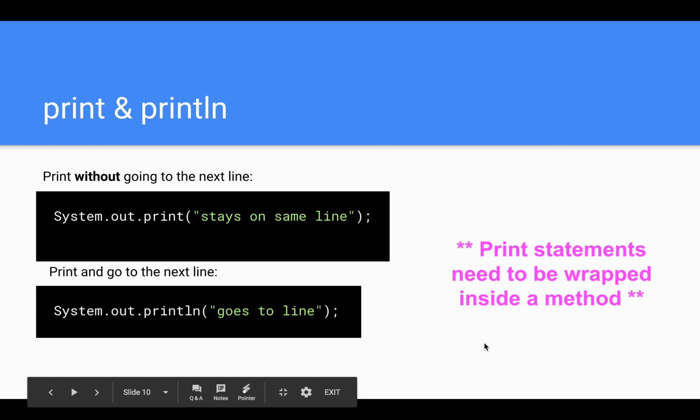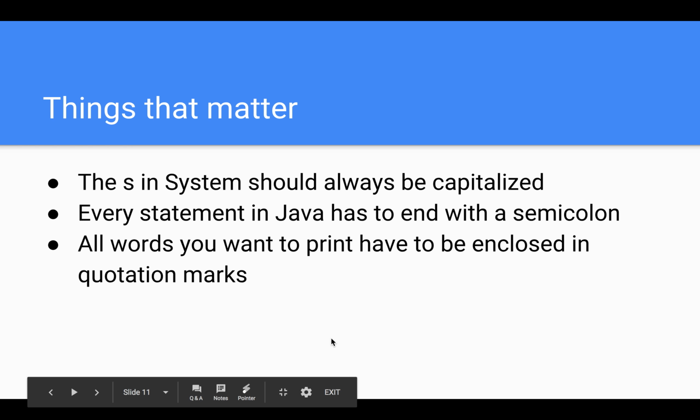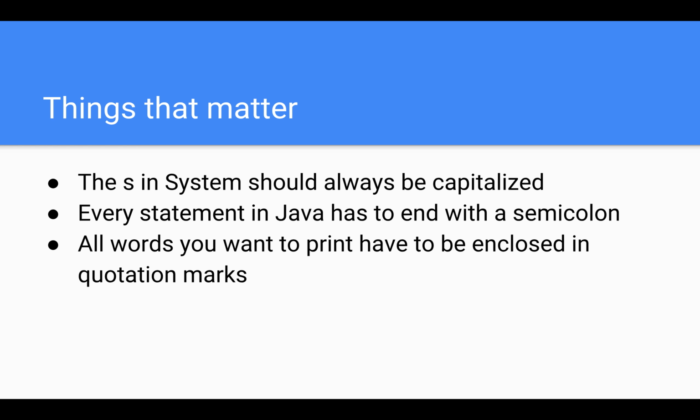So the things that matter with these pieces of code: the S in System always has to be capitalized. Every statement in Java has to end with a semicolon. And all the words you print have to be enclosed in quotation marks. Anything besides that, and you'll get errors.